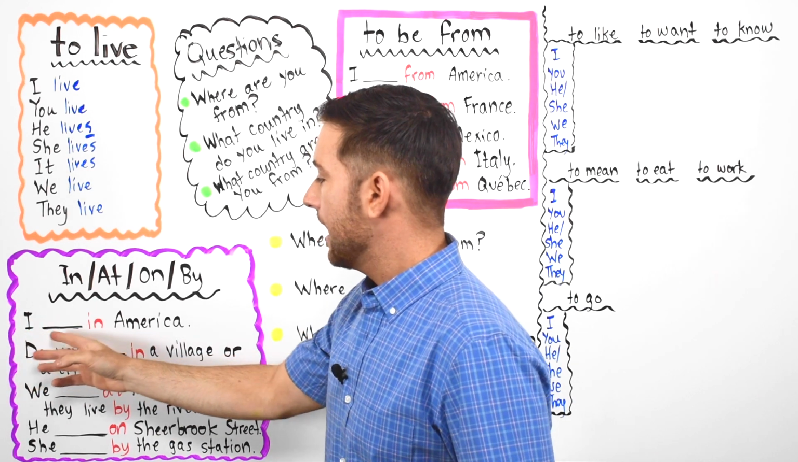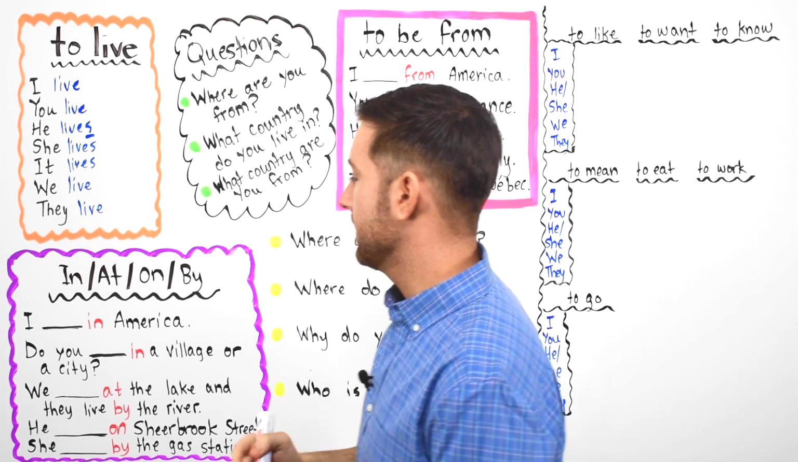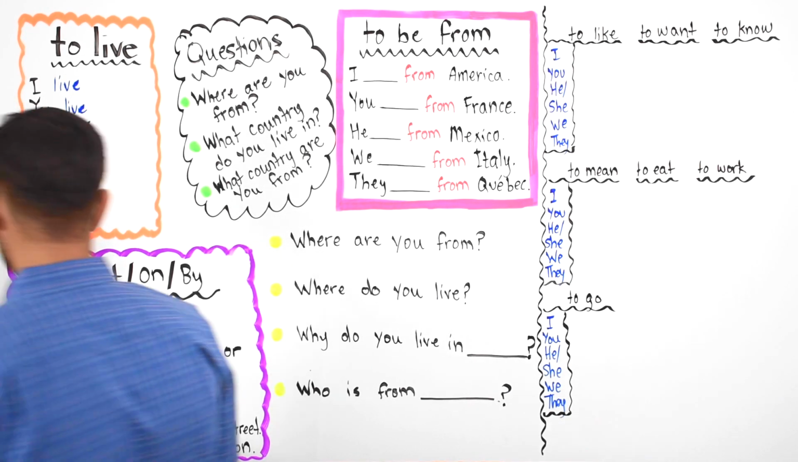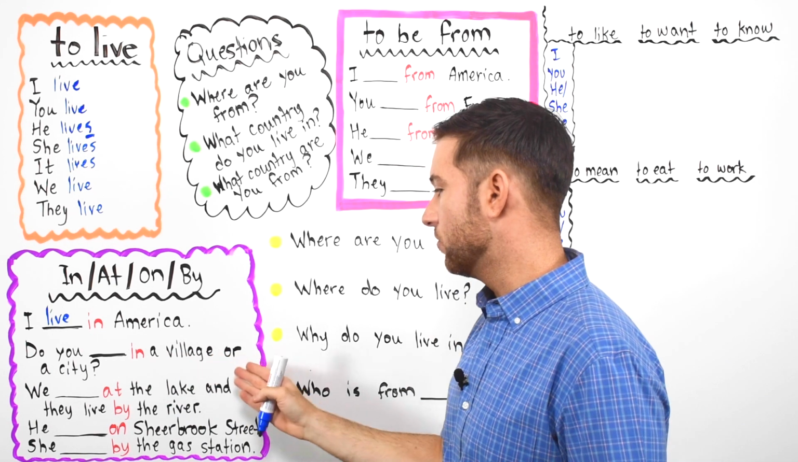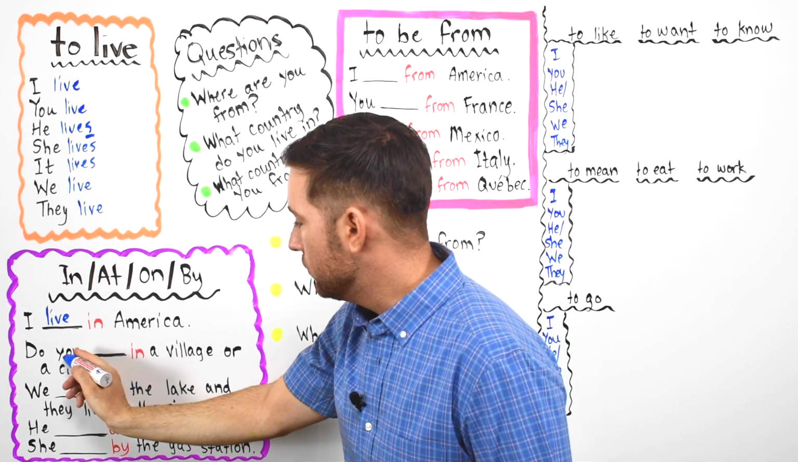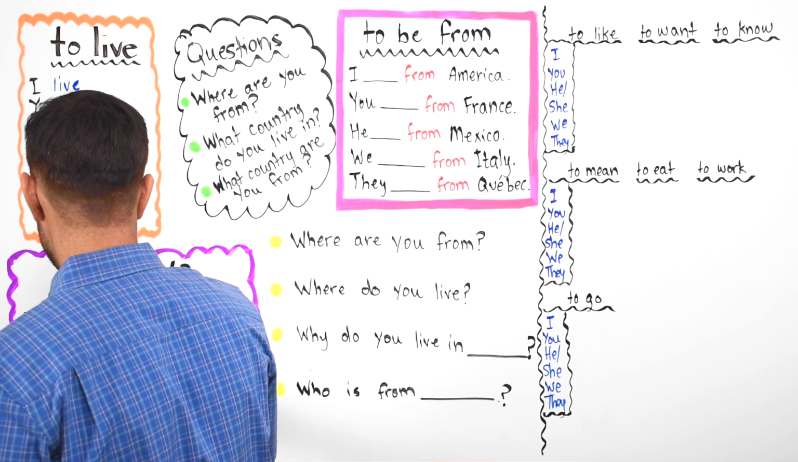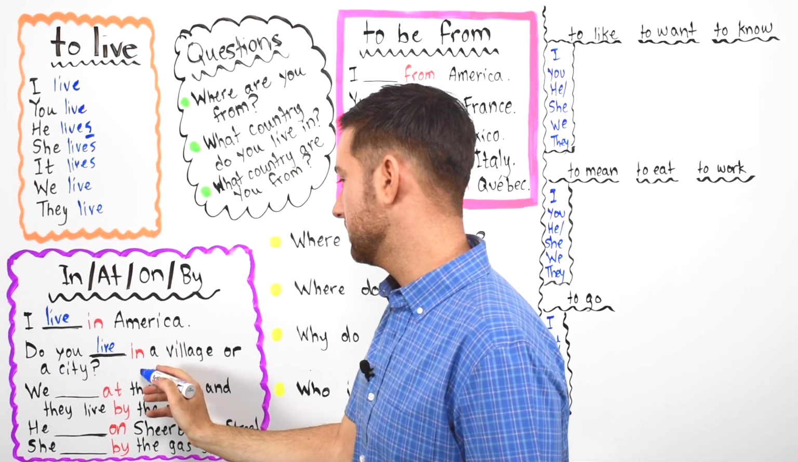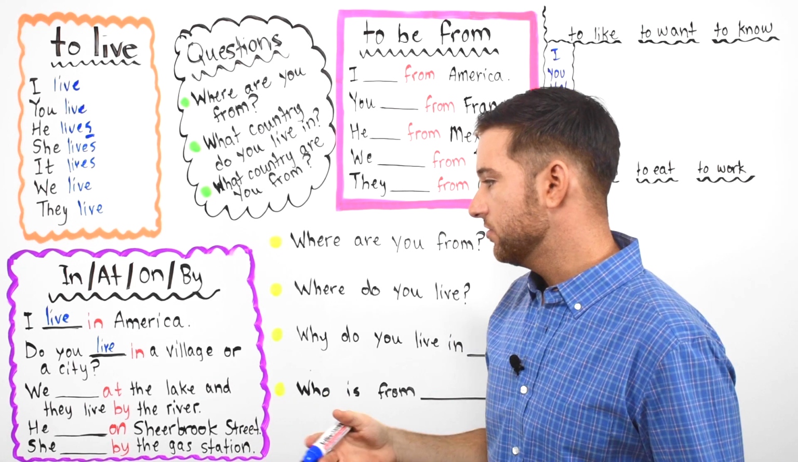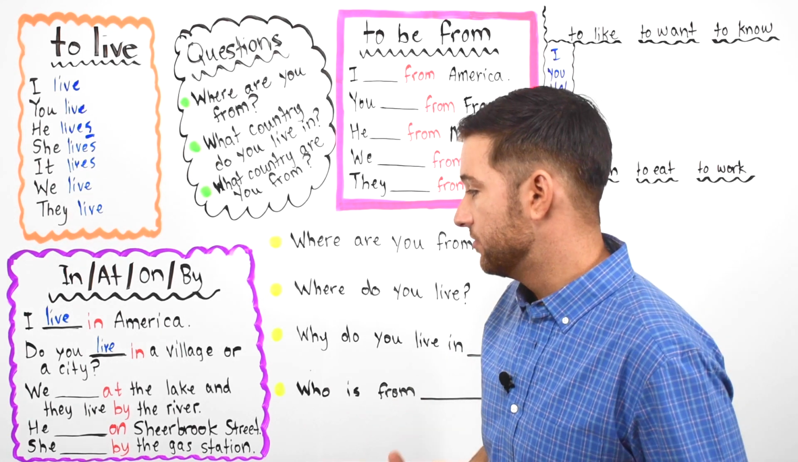So this one says, I blank in America. So we're going to go back up to the verb to live, and we're going to say, I live in America. L-I-V-E. I live in America. Next it says, do you blank in a village or a city? Again, we're going to come back up here and see how we have you. Okay, we're going to take live here. We're going to say, do you live in, here's the preposition in, a village or a city? Okay, do you live in a village or a city? Okay, and you can say, I live in a city, or I live in a village.